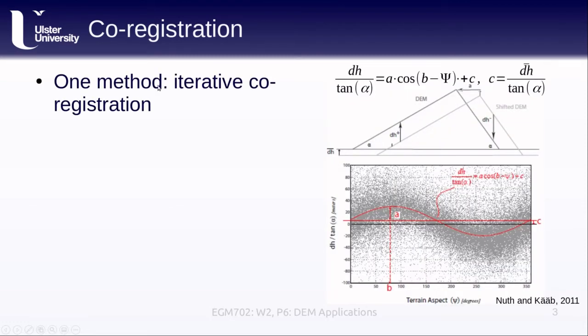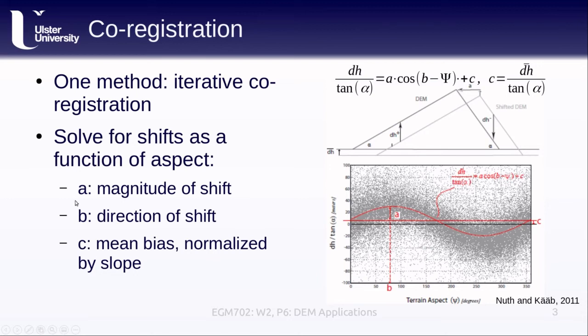One method of doing this is to iteratively solve for the translations as a function of the aspect of the DEM. This method was first proposed by Nuth and Kääb in a paper in 2011. What we're doing here is solving the equation shown here for different parameters. A gives us the magnitude of the shift, so how much of a translation we see in the X and Y direction. B is the direction of the shift, so what compass direction the shift is occurring in, which enables us to calculate the X and Y components of the shift, as well as this mean bias that we're normalizing by the slope.